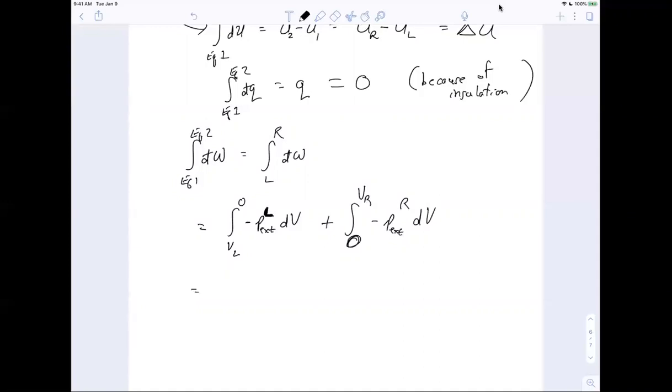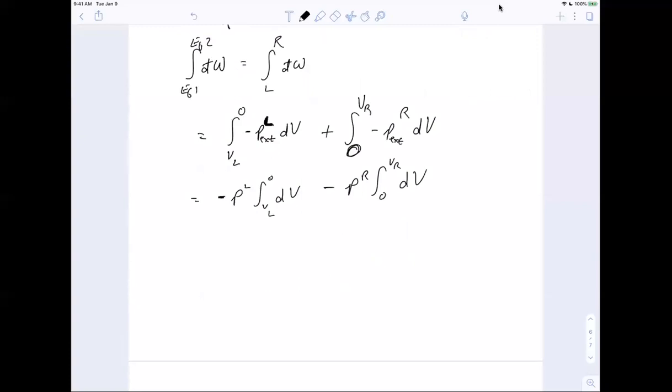So what we can say is that this is just going to be minus P left times the integral from V left to 0 of dV. And on this side, we're going to have minus P right times the integral from 0 to V right of dV. Okay, and if everyone is not following, just chime in.